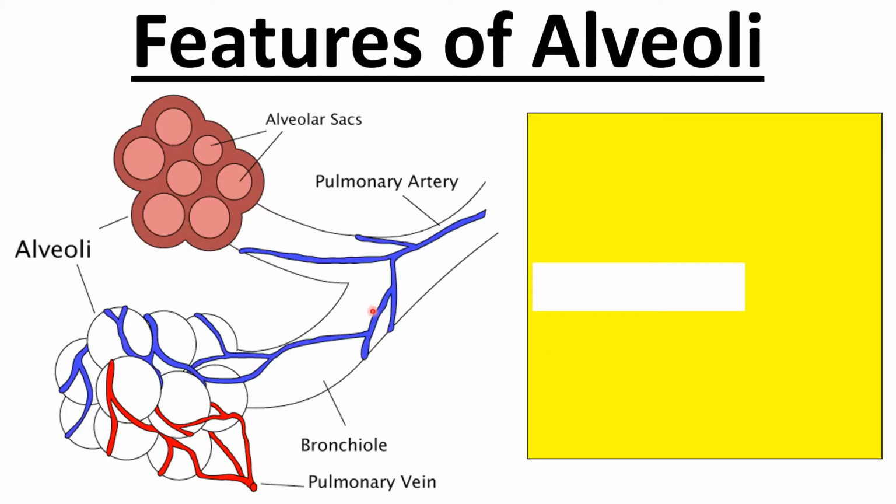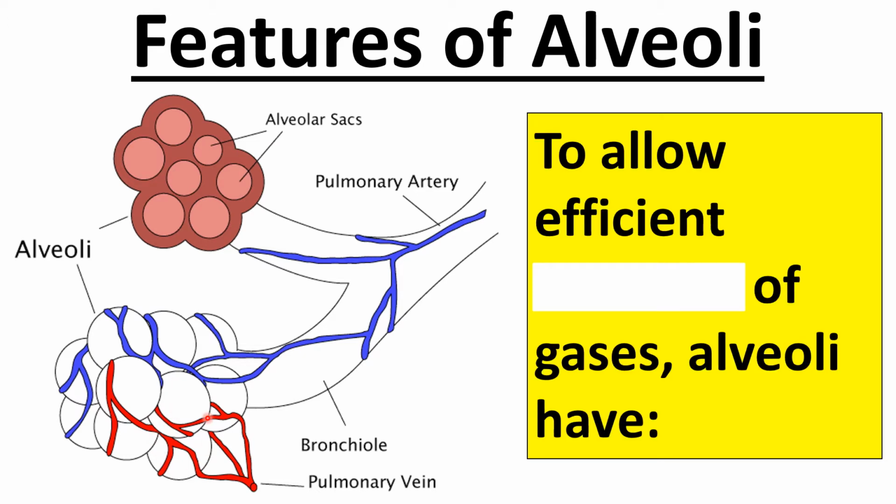And here's another little drawing of it here. You imagine this is your bronchiole. So you get the trachea, bronchus, bronchiole, and then you get down to your alveoli. And you can see you've got the blood vessels surrounding it. So this is where the gas exchange happens.